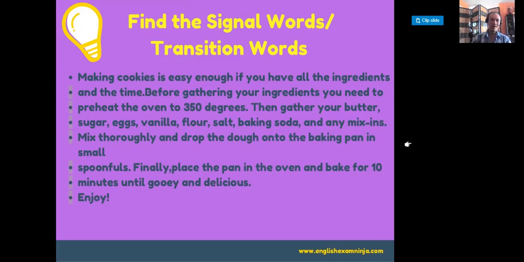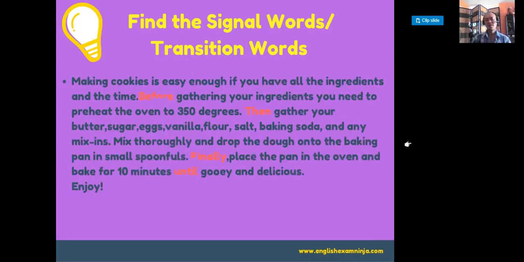Enjoy! Okay, so can you spot the transition words in this paragraph? I'm giving you 10 seconds to guess. Then we'll check if your guess is right. Okay, found it? So these are the transitional words: before, then, finally, and until.